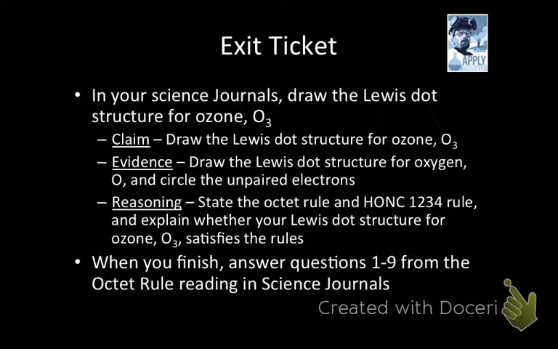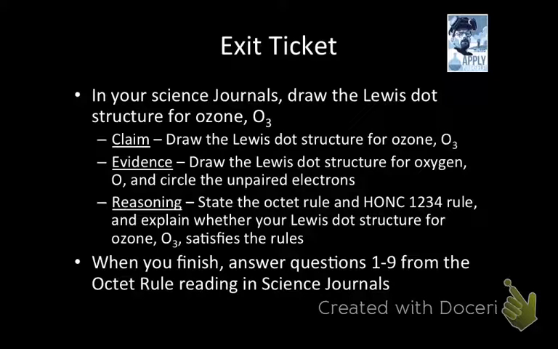away. But we're going to do this with claim, evidence, and reasoning. Keep practicing this. So draw the Lewis dot structure for ozone to satisfy your claim and answer the question. Then draw the Lewis dot structure for oxygen alone and circle the unpaired electrons for your evidence. For your reasoning, I want you to state the octet rule and the hunk 1, 2, 3, 4 rule and explain whether your Lewis dot structure for ozone, O3, satisfies those rules.